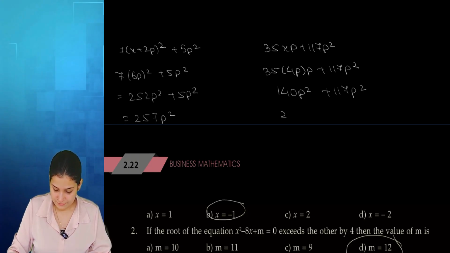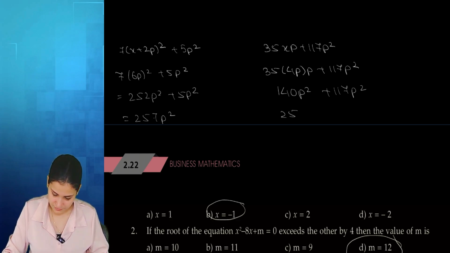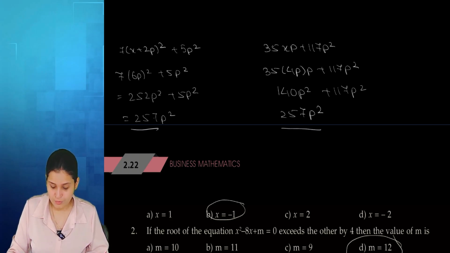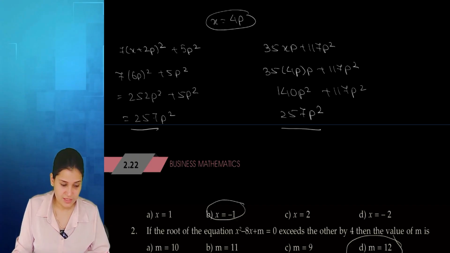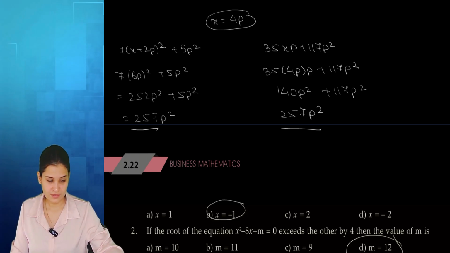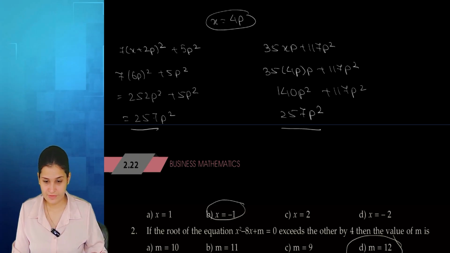I thought it was 140p, but then I noticed that it is 257p square. So they come out to be the same. That means x equal to 4p is one of the solutions. Everybody agree? Yes, ma'am.